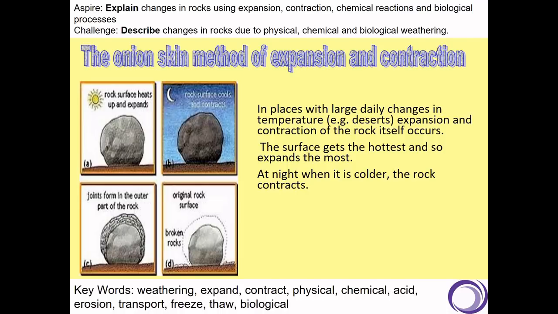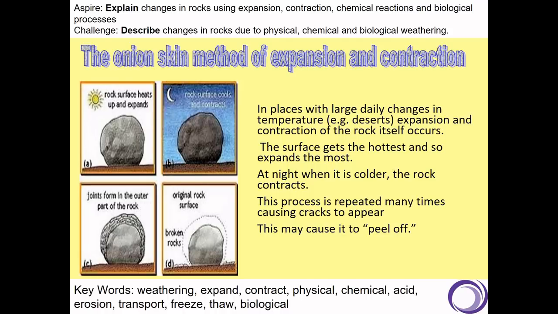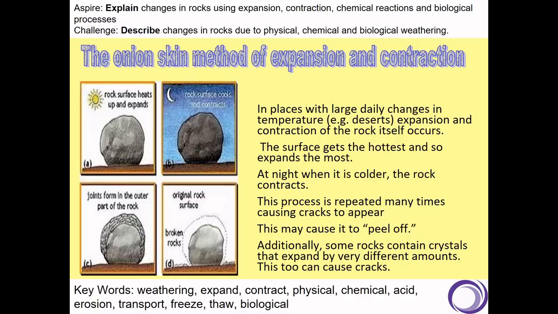And this continual process over many days, nights, months, etc., will actually cause cracks to appear in and around the surface layers of the rock. And what will eventually happen is some of those surface layers will literally peel off as smaller pieces of rock, a bit like an onion having its outer layers removed. And as time goes on, the rock will get smaller and smaller, with smaller chippings being taken off it.